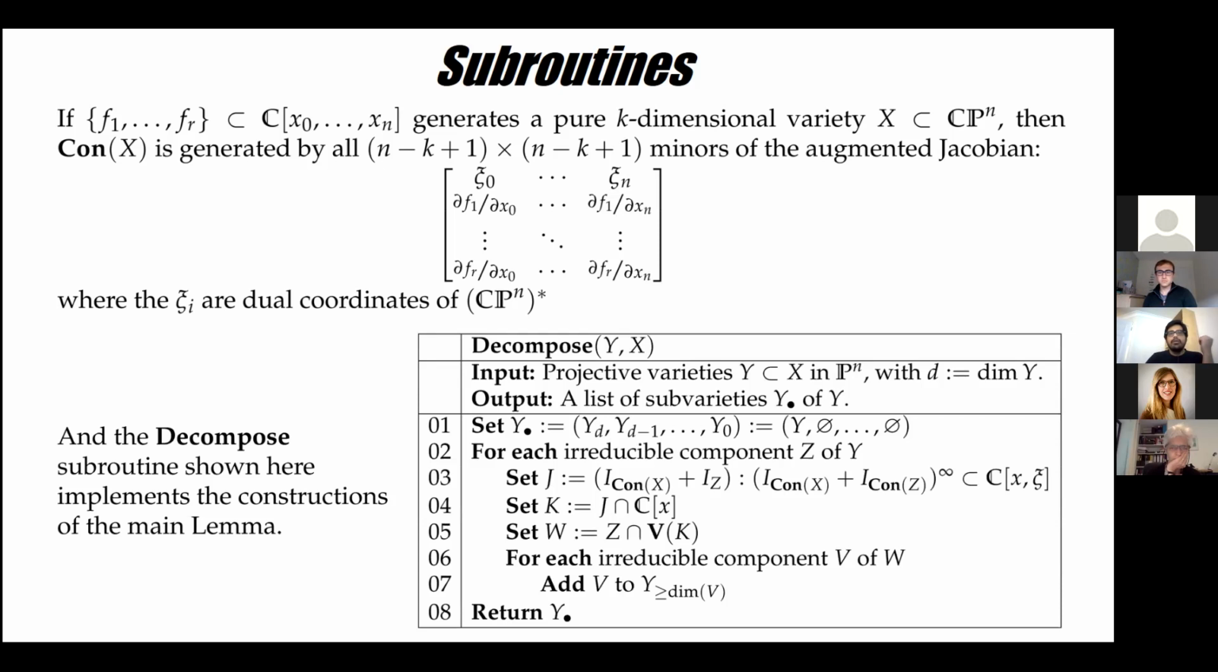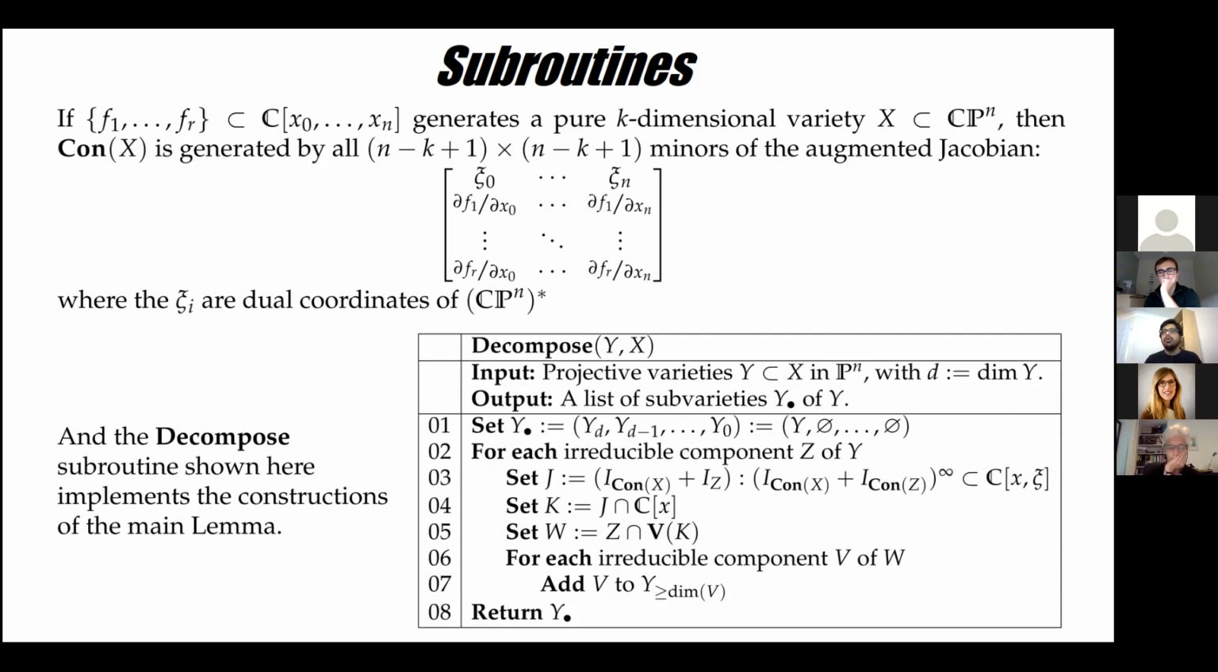Okay, and now there's a subroutine decompose, which is just implementing the three constructions of the lemma. And I'm going to try and walk you through some of the things in this routine. So you input projective varieties y and x, and out comes a list of subvarieties of y.